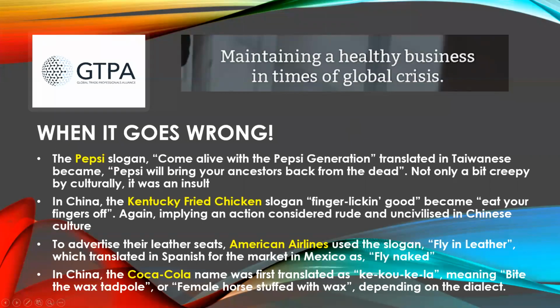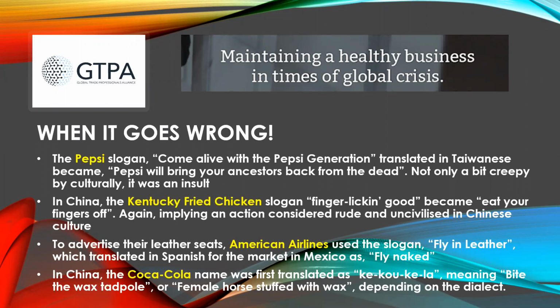Now, I alluded earlier to the fact that things sometimes go wrong. And boy, when they go wrong, they can go badly wrong. And it's interesting that it's not just the small operators who get it wrong. Sometimes the really big guys get it very badly wrong too. So the Pepsi slogan, for example, "Come alive with the Pepsi generation," when translated in Taiwan, became "Pepsi will bring your ancestors back from the dead." Now, obviously a bit creepy for us in the West, but it was a huge cultural insult in Taiwan.